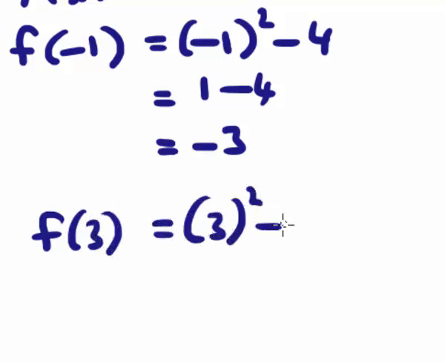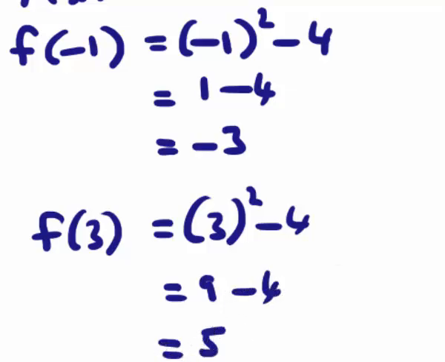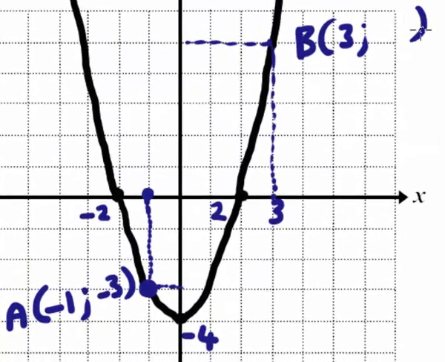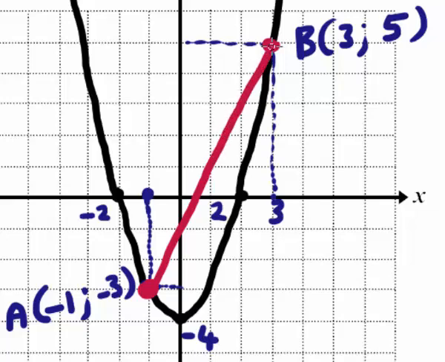3 squared minus 4, which is 9 minus 4, which is 5. So the y value corresponding there is, of course, 5. Now, listen to me very carefully. If you want the average gradient of the parabola between these 2 points, all you have to do is work out the gradient of that line segment AB. The gradient of the pink line is the average gradient of the parabola.